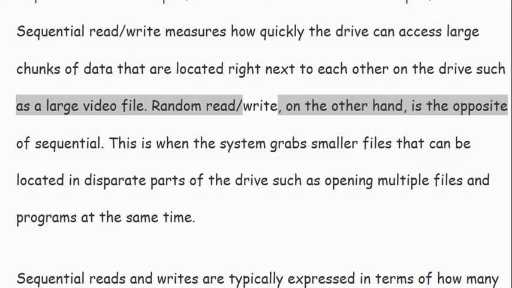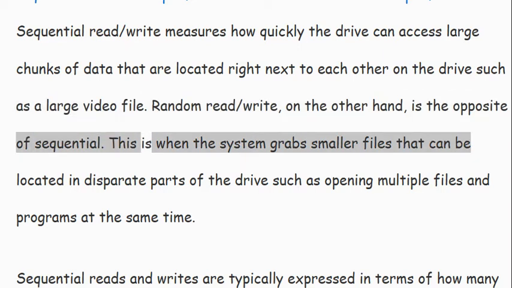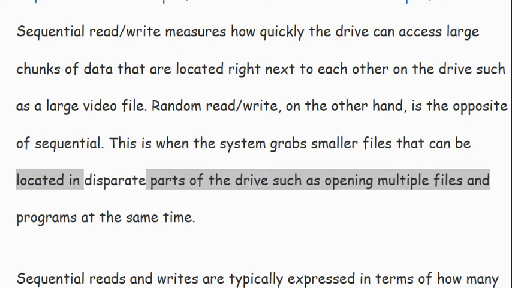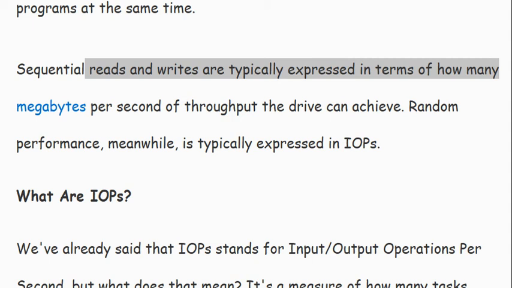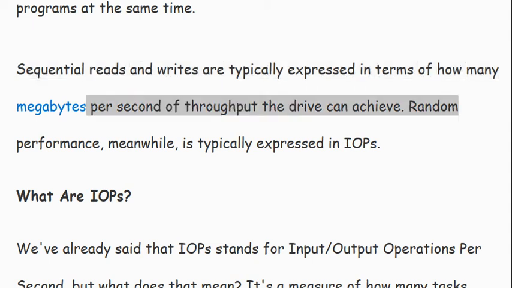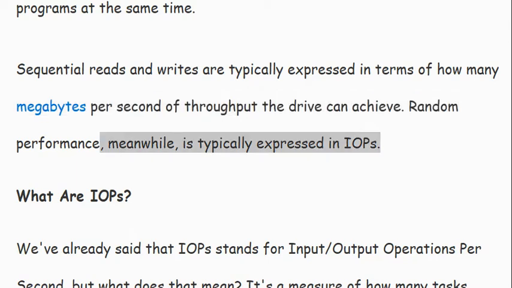Random read-write, on the other hand, is the opposite of sequential. This is when the system grabs smaller files that can be located in disparate parts of the drive, such as opening multiple files and programs at the same time. Sequential reads and writes are typically expressed in terms of how many megabytes per second of throughput the drive can achieve. Random performance, meanwhile, is typically expressed in IOPs.